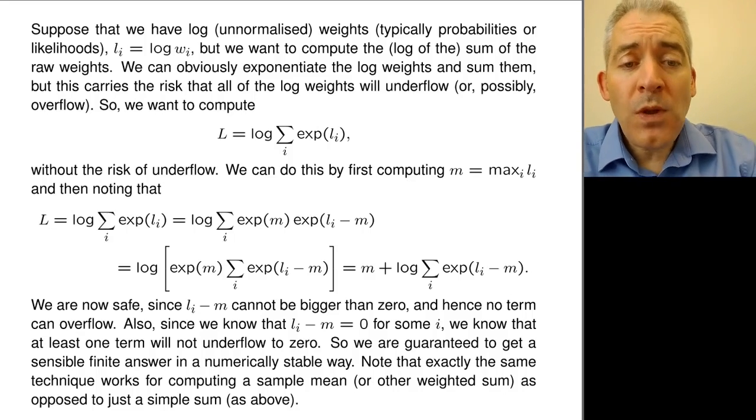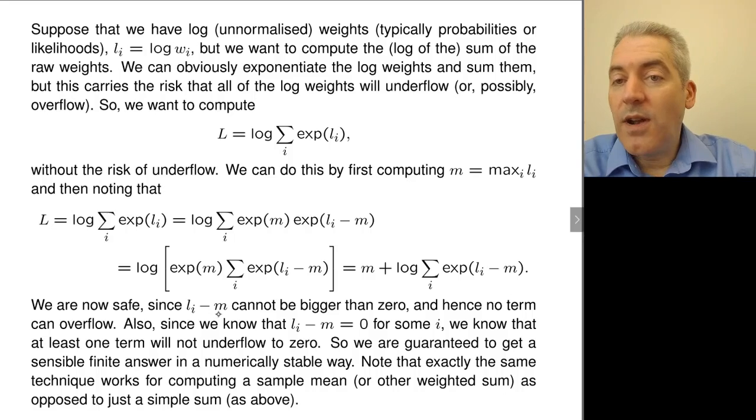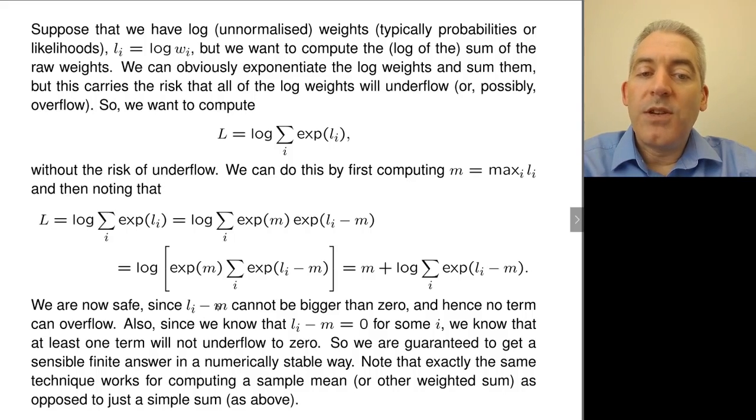So why does that work? Well, first of all, how does it prevent overflow? Well, it prevents overflow because none of those adjusted log weights are bigger than 0, and so you're absolutely not going to overflow when you exponentiate 0. So the overflow problem has immediately gone away.